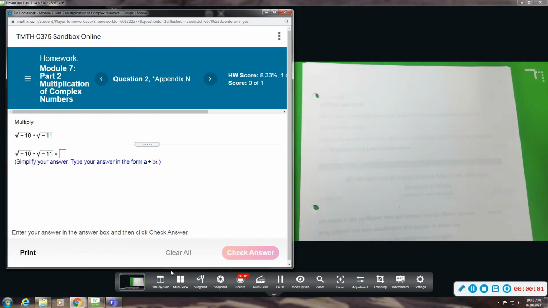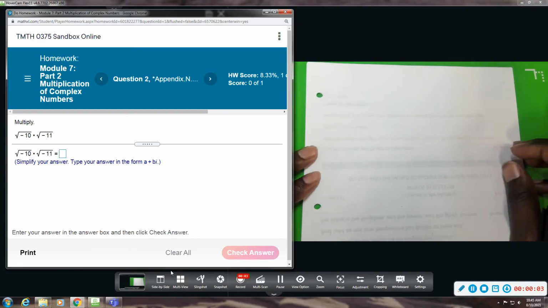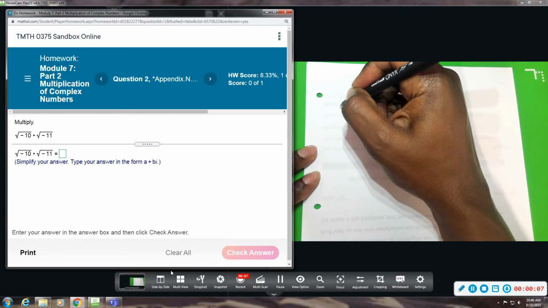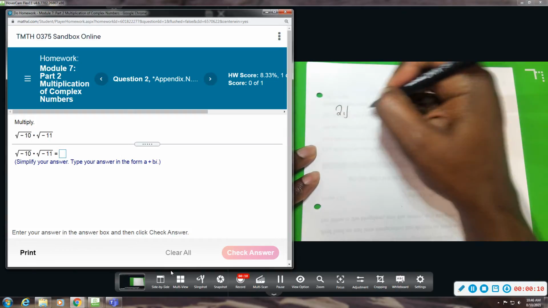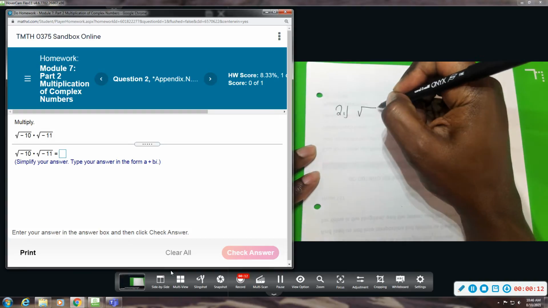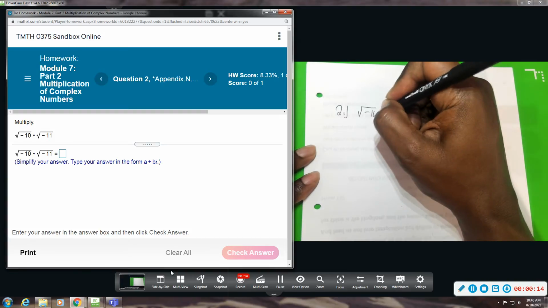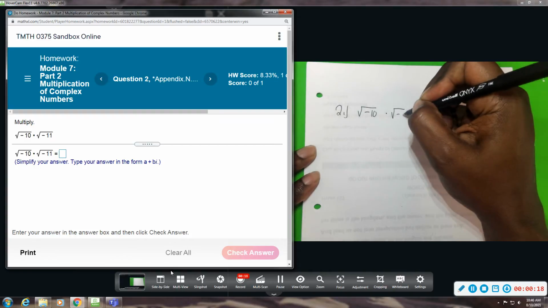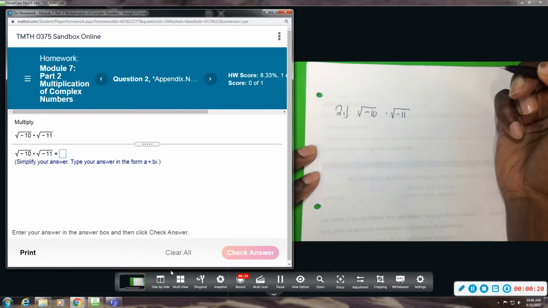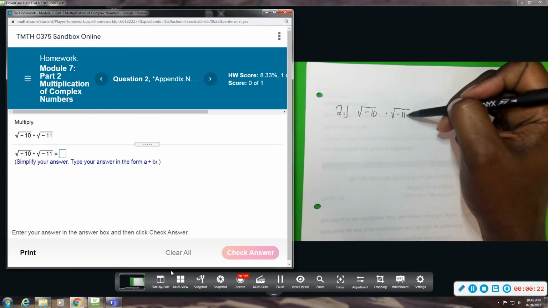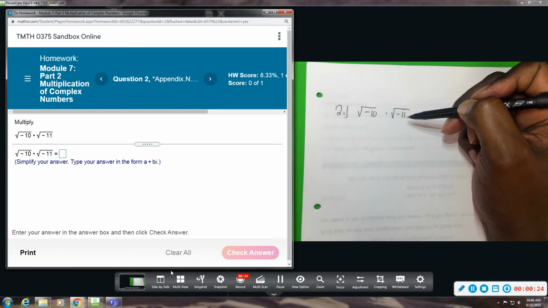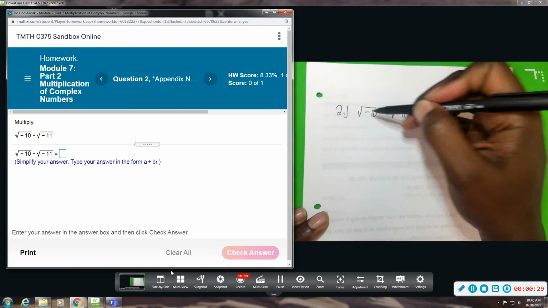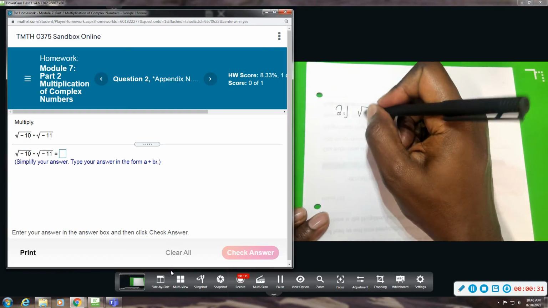All right, number 2, similar to number 1, we're going to simplify this complex problem. So we have the square root of negative 10 times the square root of negative 11. Okay, 10 and 11 do not have perfect squares and they cannot be simplified. But what we can do is pull out the i's, or the imaginary part.